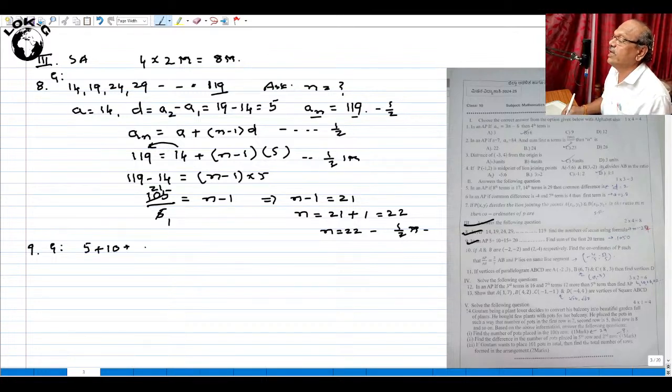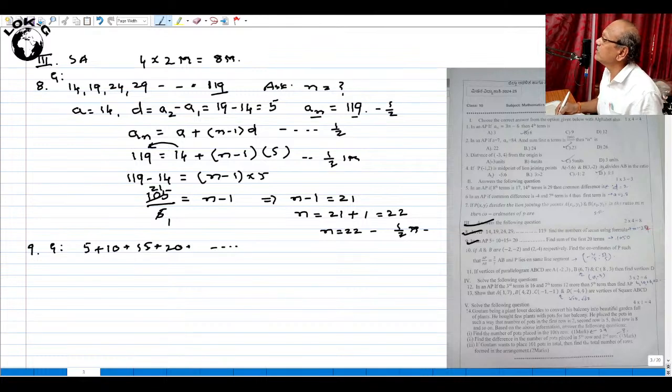5 plus 10 plus 15. Is it not easy? It's very easy. Learn it, practice it, improve in the next test. You are asked to find the sum of 20 terms. So sum of the first 20 terms means you are asked to get the S20.